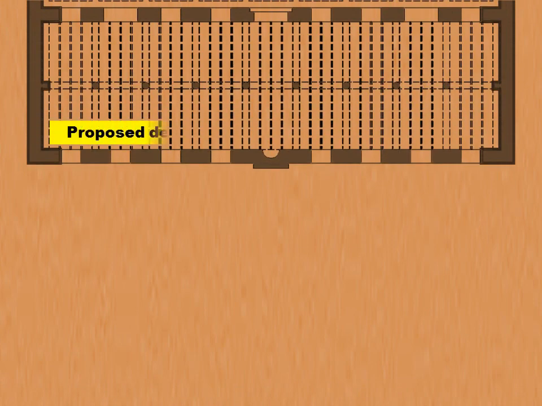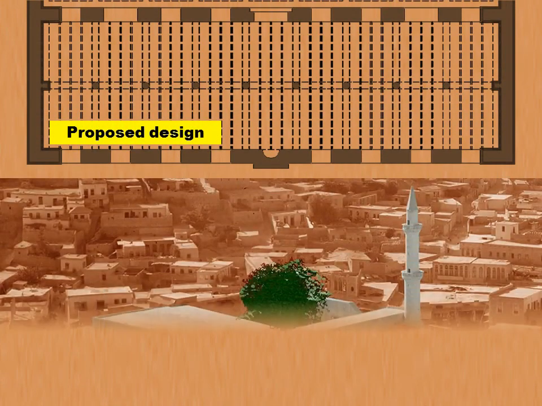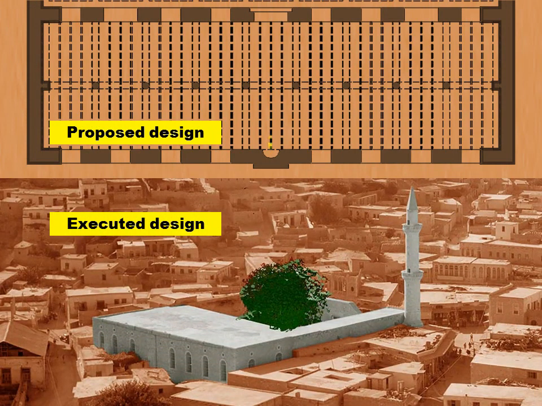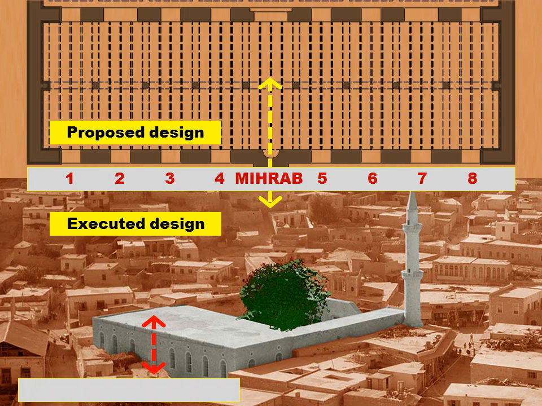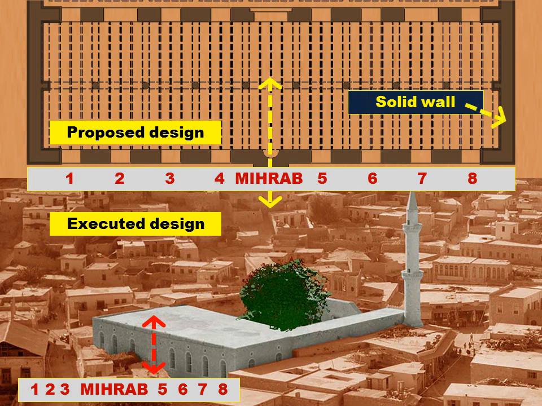As for the Qibla wall, proposed design. Executed design. Solid wall. 2 openings.